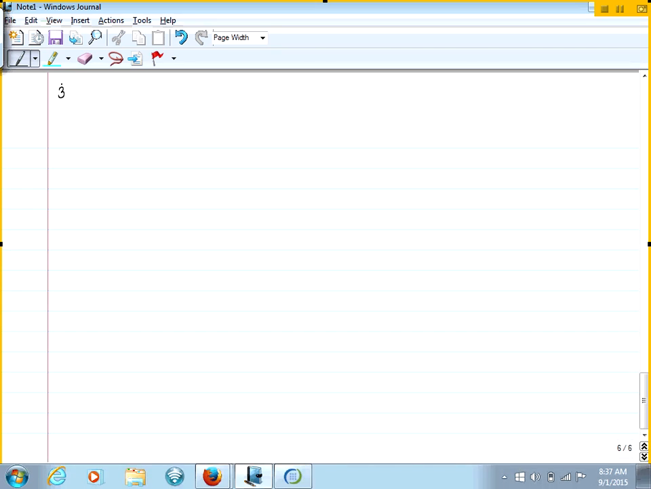Now, the third one. Okay, let's see here. Number 3. I wouldn't have space over there. So what about f of x is equal to square root of 5x minus 12 divided by x plus 5?